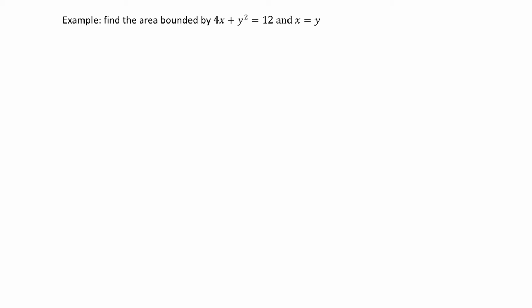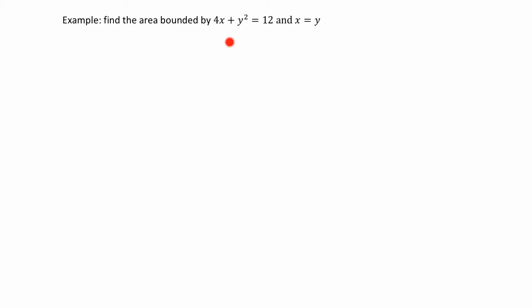Hello. In this video, we're going to practice finding the area between curves. For this first example, we want to find the area bounded by 4x plus y squared equals 12 and x equals y. So if we look at these curves, we can see that the first one could be written in terms of x or y, and the second one could be written in terms of x or y.